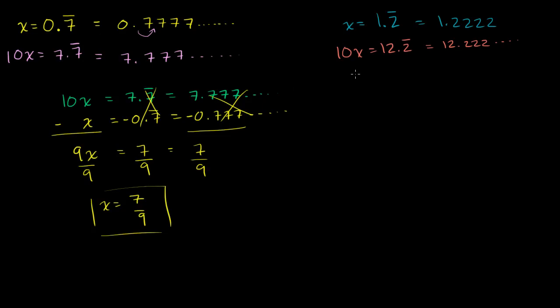You don't have to rewrite it, but I'll rewrite it here just so we don't get confused. So we have x is equal to 1.2 repeating. And so if we subtract x from 10x, what do we get? On the left-hand side, 10x minus x is 9x. And this is going to be equal to, well, the two repeating parts cancel out. 2 repeating minus 2 repeating is just a bunch of zeros. So it's 12 minus 1, which is 11. You have 9x is equal to 11, divide both sides by 9, and you get x is equal to 11/9.